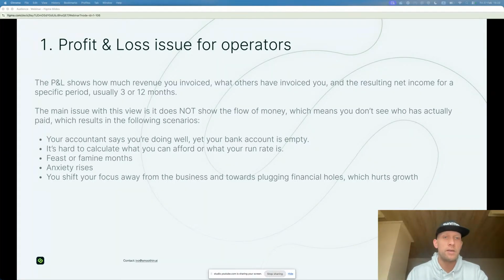You might land in situations where your accountant says you're doing well, yet your bank account is empty, or it's hard to calculate what you can afford or what your run rate is based off of the documents your accountant gives you. You might have feast and famine months, right? Like in the example I showed you, we had a month with 10K coming in, and another where you have only 1. And it's good that it's still positive. It could be negative. All of this results in anxiety, and you're shifting your focus away from business and towards plugging financial holes, which hurts your growth in general.